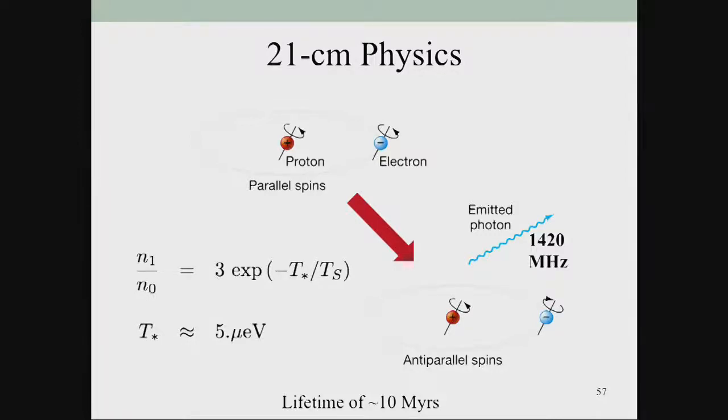Not always do you get equilibrium, but still you use the term spin temperature. The temperature of the line itself that corresponds to 21 centimeters is very tiny. It's 5 micro-electron volt, about six actually. And it's a forbidden transition, so the lifetime is about 10 million years. It's very, very long. But we have lots of hydrogen in the universe, therefore it happens much more often. And the question is how you pump the line. If something goes from here to here, how do you excite it again to go back up?